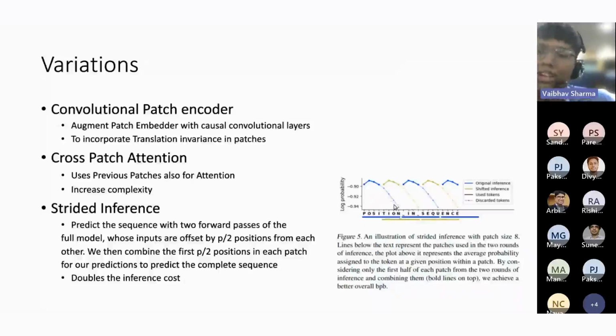They did this because they observed empirically that when they are trying to predict the sequence inside a patch, the starting bytes are predicted with very good accuracy. But as we go to the end of that patch, the log probability decreases very much. So they utilize this strided inference, and they use the starting portion of the other strided sequence for the phase where the ending portion of the previous one is going on. In this way, they try to make inference much better as compared to the previous one. But since we are using two passes, the inference cost will be doubled. So that was one trade-off that we have to consider.